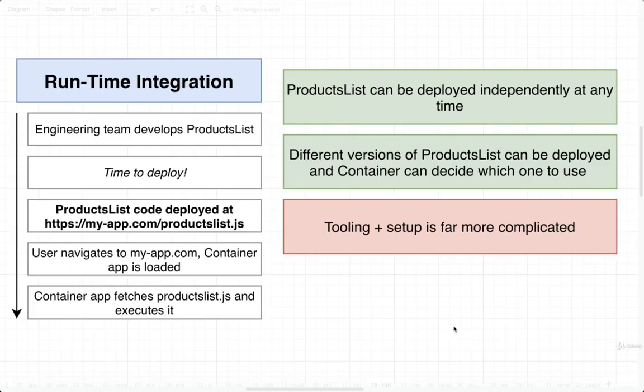Now, this approach has upsides and downsides as well. So with the runtime integration, the big upside is that we can independently deploy the product list application at any time without having to redeploy the container. That's definitely a big upside. Another big upside is that we can easily have different live versions of the products list application. So we might be doing some kind of A/B testing where we have two versions of the products list, and it can be up to the container to decide which of those two versions to use.